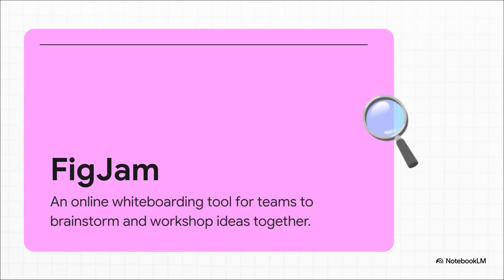But what about the really early, messy stages of a project? For that, there's FigJam. Think of it as a giant collaborative online whiteboard. It's the perfect place for brainstorming, creating diagrams, or running workshops, all within that same Figma ecosystem. It keeps the entire creative journey, from the first messy idea to the final pixel-perfect design, all in one place.